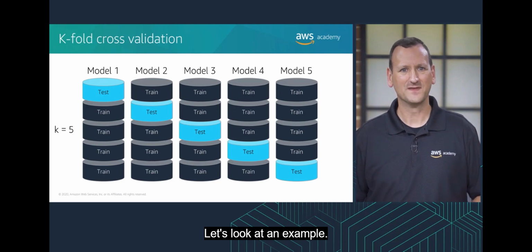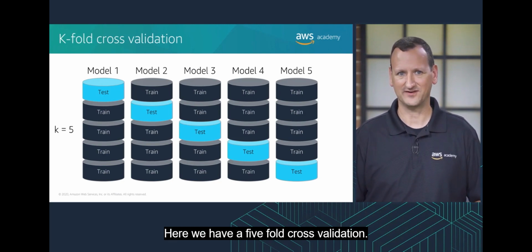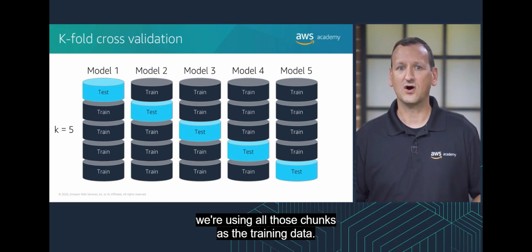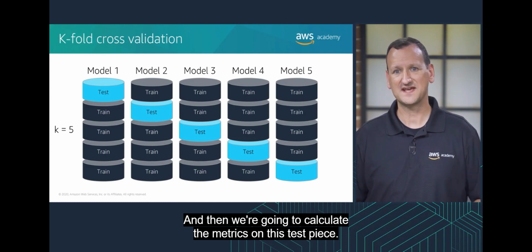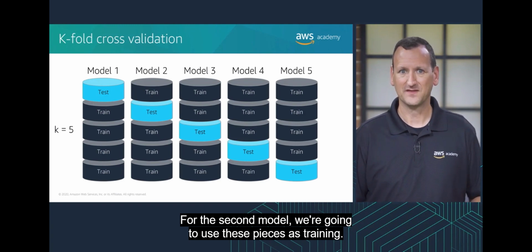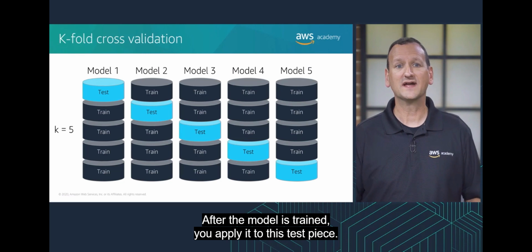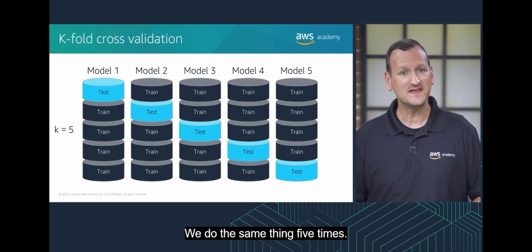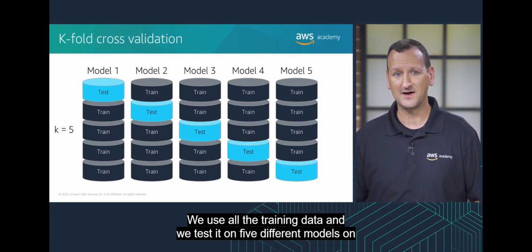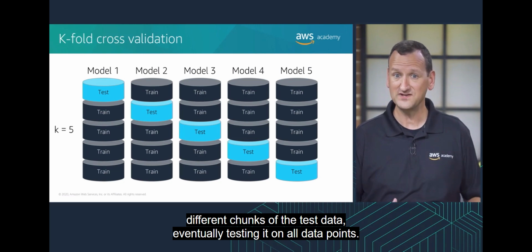Let's look at an example. Here we have a 5-fold cross-validation. The available training data is separated into 5 different chunks. For the training of the first model, we're using all those chunks as the training data, and then we're going to calculate the metrics on this test piece. For the second model, we're going to use these pieces as training. After the model is trained, you apply it to this test piece. We do the same thing 5 times. We use all the training data and we test it on 5 different models on different chunks of the test data, eventually testing it on all data points.